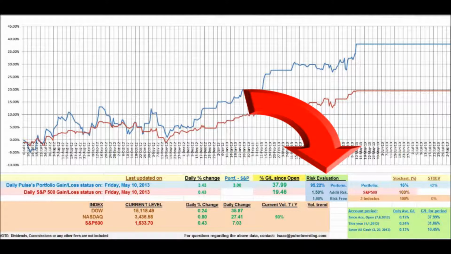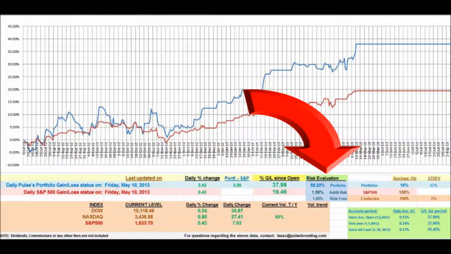Now, the next column is the new feature we implemented for you on this chart to help you understand the risk versus reward calculations in our system. As we all learn in economics, higher returns entail taking higher risk. We measure ours so that you can see just what you are paying for in your risk versus reward with Pulse Investing. In our case, the risk is not linear to the return. If we have double the return, we will not experience double the risk.